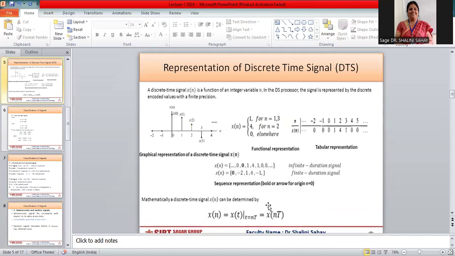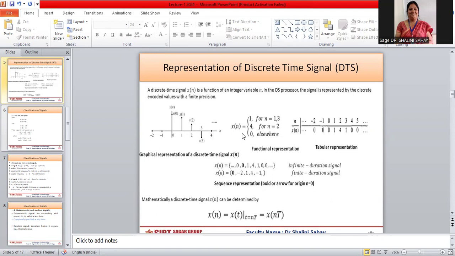Now, the representation of discrete time signals. A discrete time signal is a function of an integer variable n. In the DSP processor, the signal is represented by discrete and coded values with a finite precision. This is the graphical representation of the discrete time signal, where we have represented it in the form of x[n] versus n. The x-axis represents the discrete time, and x[n] represents its amplitude.